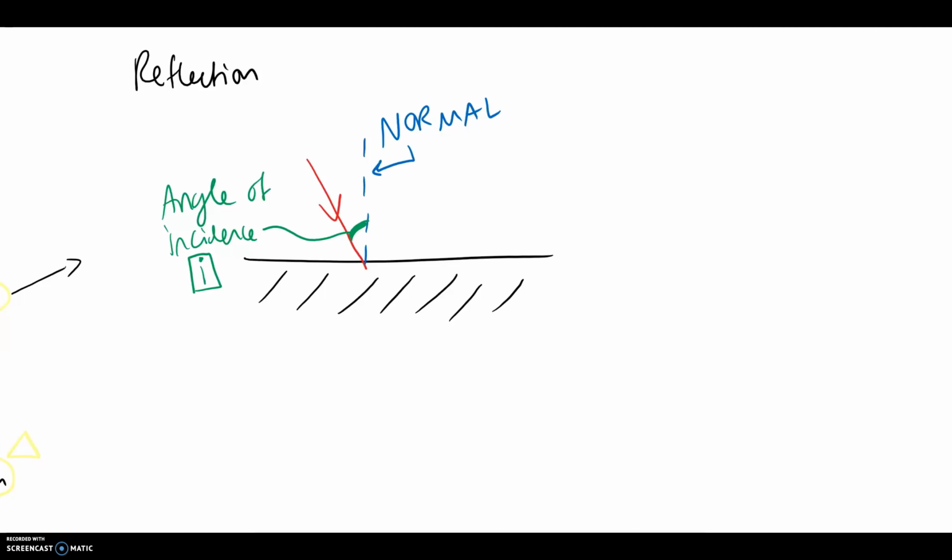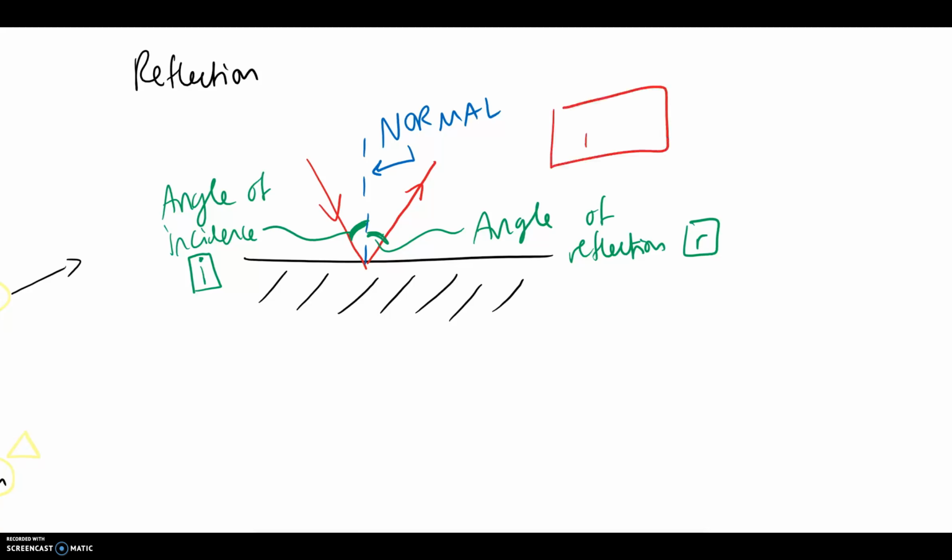Now, we know that when the ray reflects off, here's my reflected ray, the angle it reflects off at also has a name, the angle of reflection, and that has the symbol R. So the good news is that for reflection, these two angles are the same, I equals R, so if you measure one, you know the other. That law, which is called the law of reflection, you need to know for your exam. That's the angle of incidence equals the angle of reflection.